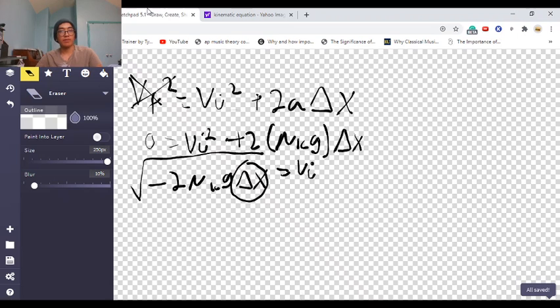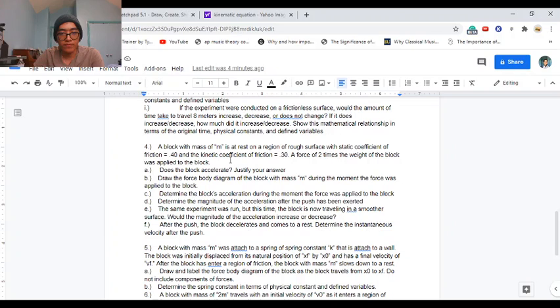So okay, that's fine. I'm just going to define this scenario right here. A force of 2 times the weight of the block was applied to the block, right? So after the push, determine the instantaneous velocity. After the push, the block decelerates and comes to rest. It travels a distance of d, right?